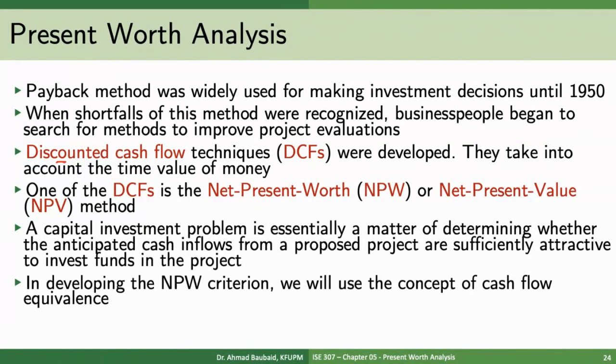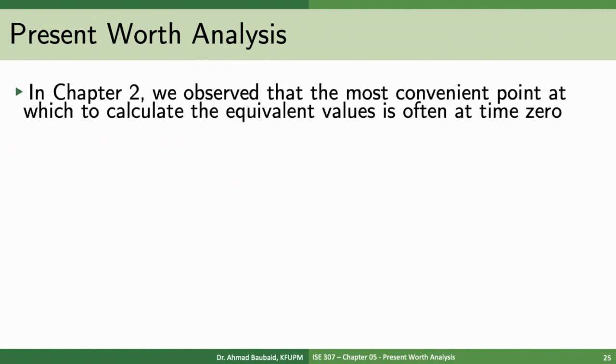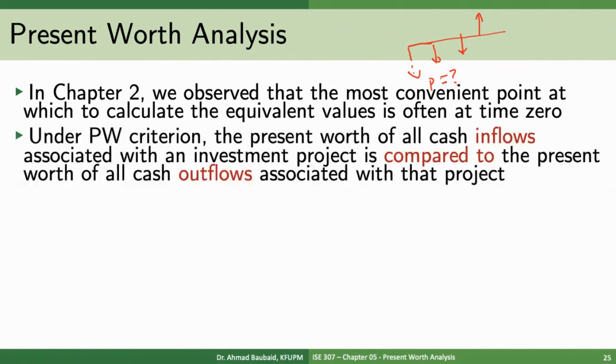Okay, and this is, again, trying to decide whether investing in a project is attractive. And we will use, actually, the concept of cash flow equivalence. So all of the formulas that we used before, we're going to use them here. And you'll see it's not very different. So in chapter 2, we notice that most of the time, when you're given a cash flow diagram, it is very convenient to move things to time 0 to find the present value. Sometimes F is more convenient, but 0 is a nice natural point to find the present value.